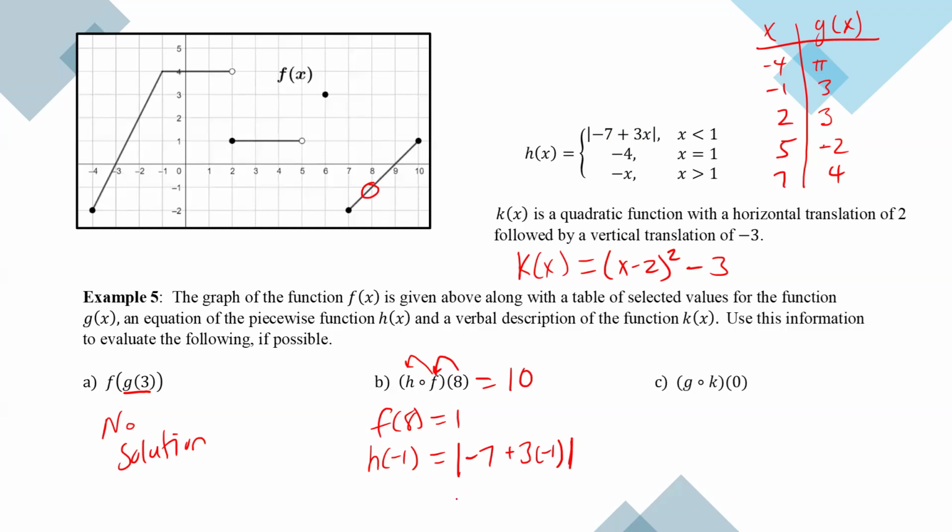What's that saying? Okay, here we go. So we're evaluating it from k. K is our quadratic that we wrote into an equation, correct? Okay, so we're looking for k of 0.